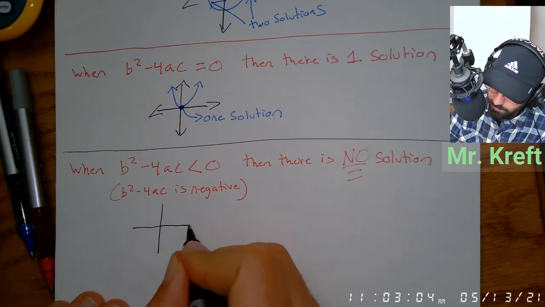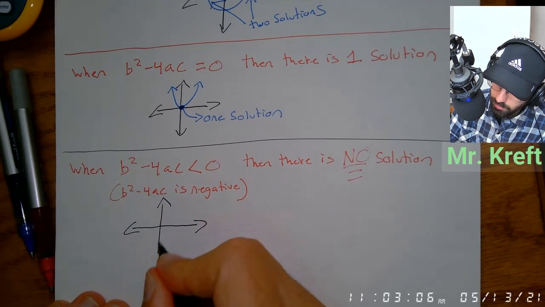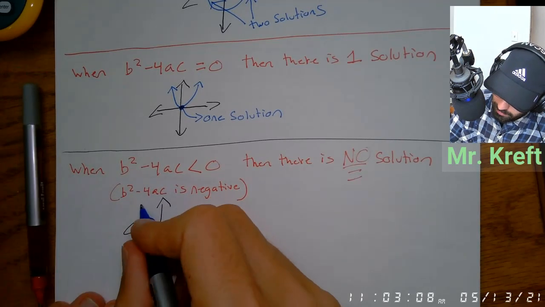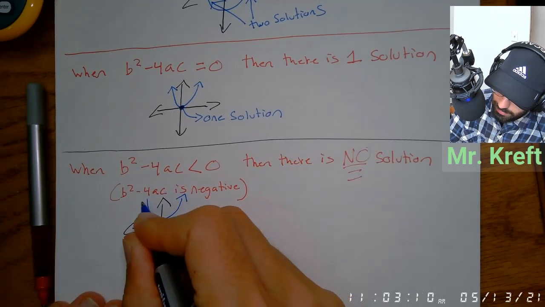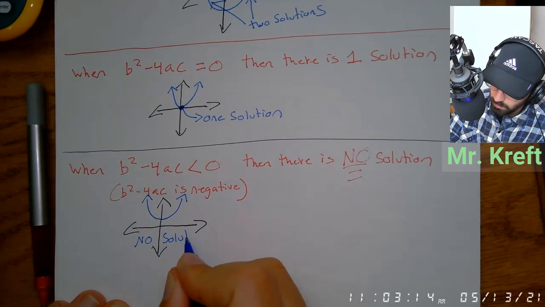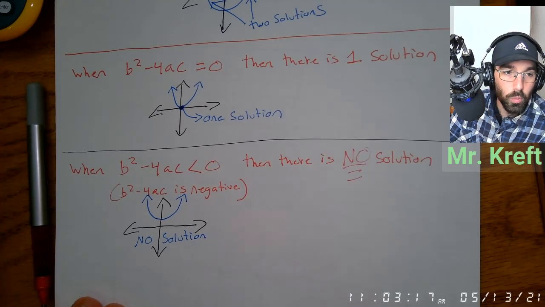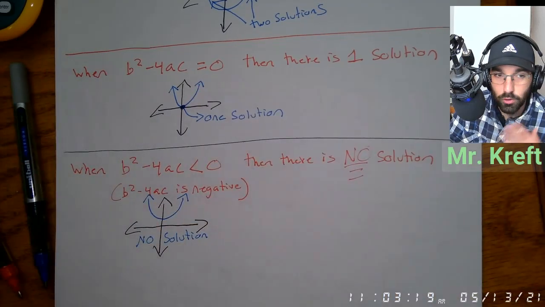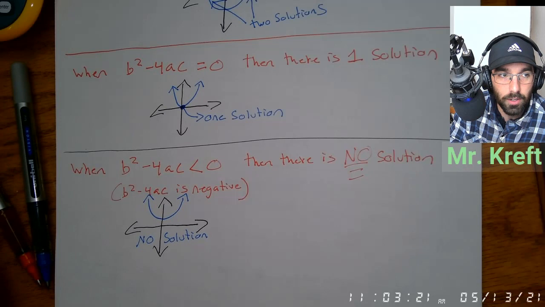What does this look like visually? So again, it doesn't cross the x-axis. There's no solution. Okay, there's no roots, right? It doesn't touch the ground. There's no roots going on there.